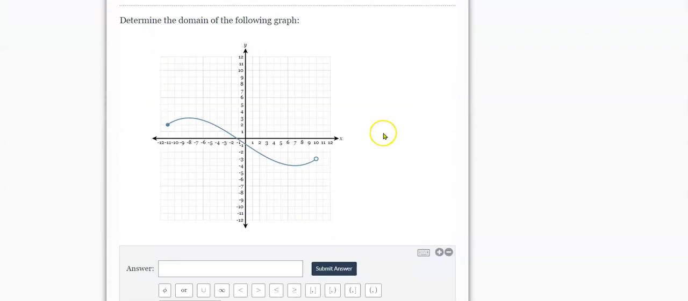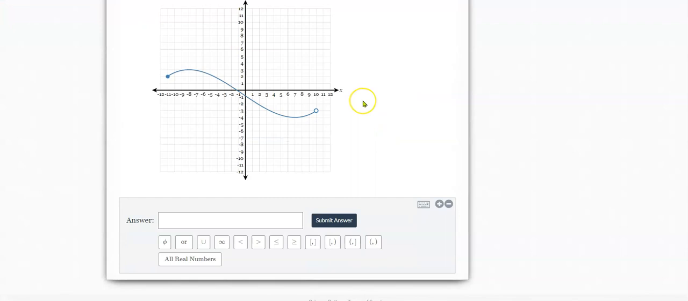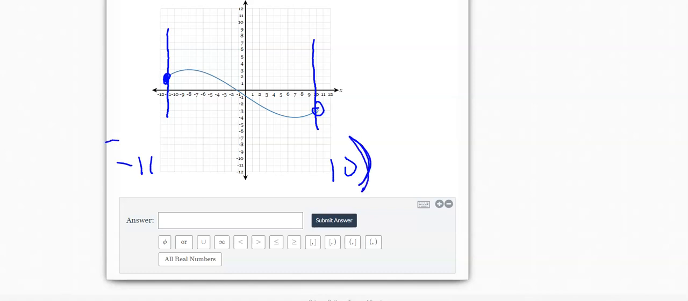Let's try another one. This one asks about the domain. The domain is how far left and how far right you are along the graph. So my left value here is at -11, and my right value here is at +10. Now you'll notice I have some closed circles and an open circle. So this one would be a parentheses, and this one would be a bracket.